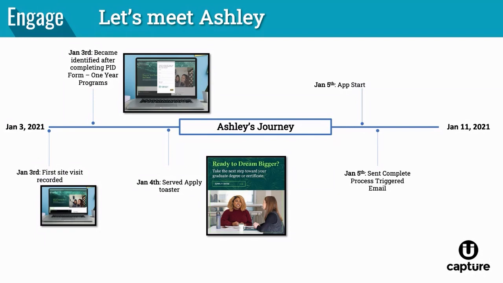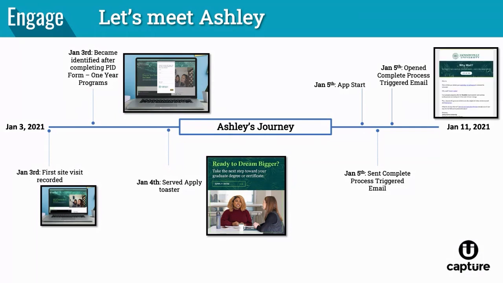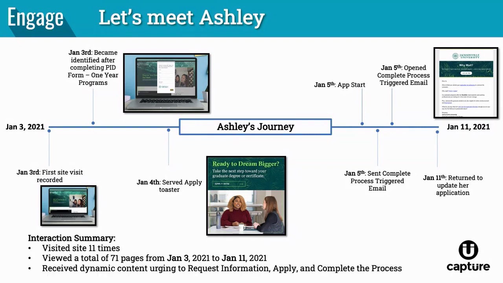So Jacksonville, being Jacksonville, wanted to make sure that Ashley knew exactly what steps she had to complete in order to be ready to be considered for an admissions decision. Basically, the start of that application triggered an email communication that explained the application completion process, which Ashley received and opened on January 5th. And then ultimately on January 11th, she came back to the site to update her application.